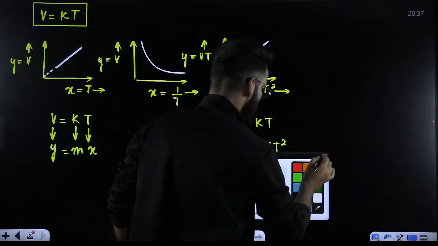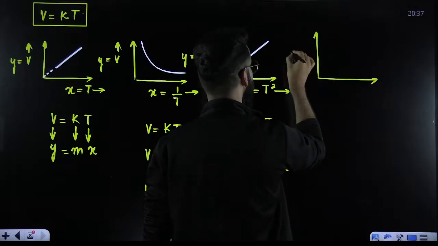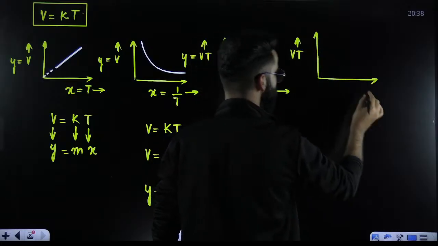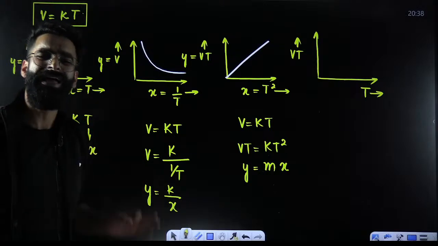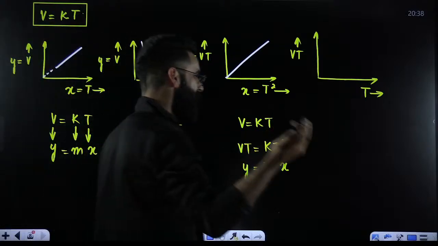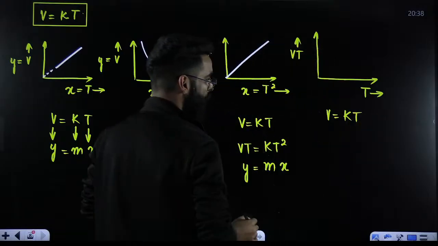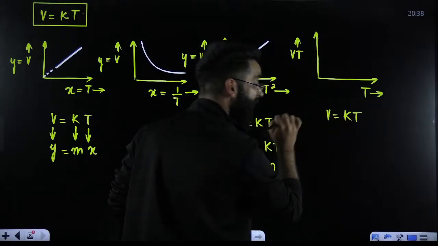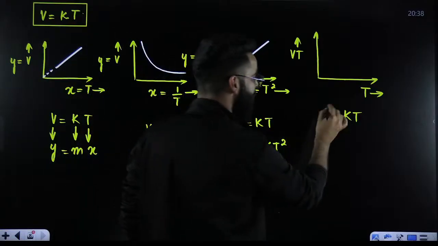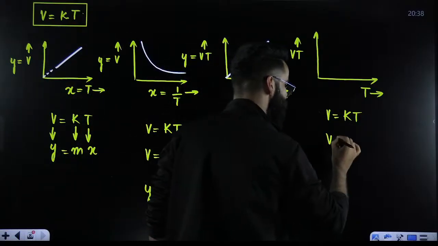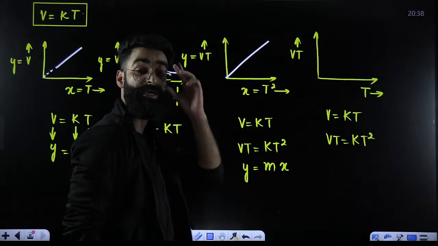Okay. Moving ahead. What do you think about this particular graph? Let's say I'm plotting a graph between Vt versus temperature, Vt versus T. My dear students, if you think logically, what is my basic equation? Basic equation is V is equal to K multiplied by T. But what do I need? I do not need volume here. I need V multiplied by T here, right? So how do I get Vt here? Multiply again throughout by temperature. It becomes Vt is equal to Kt square, right?